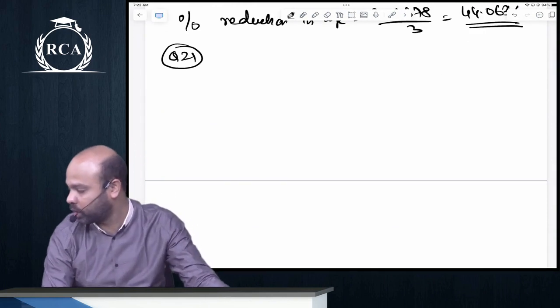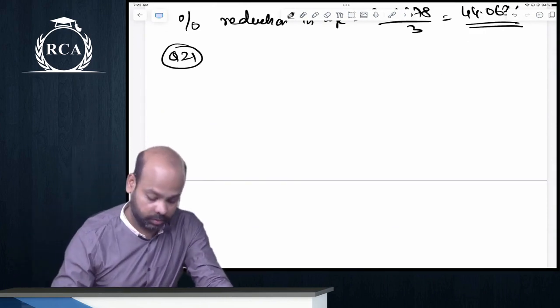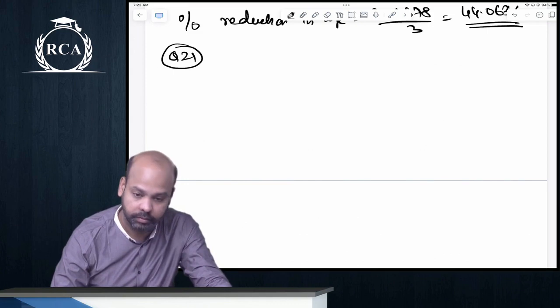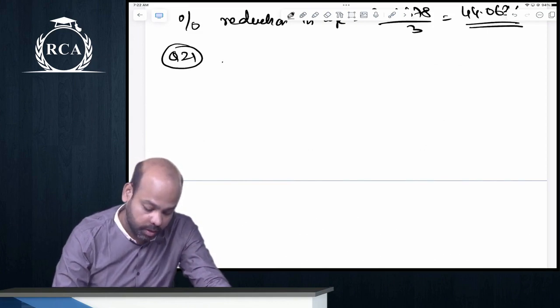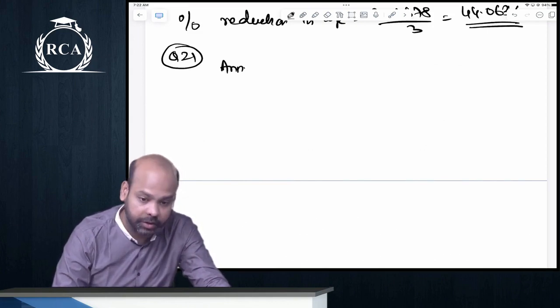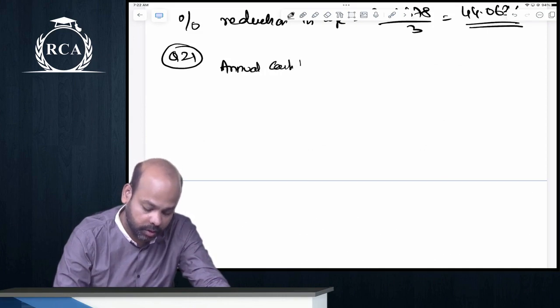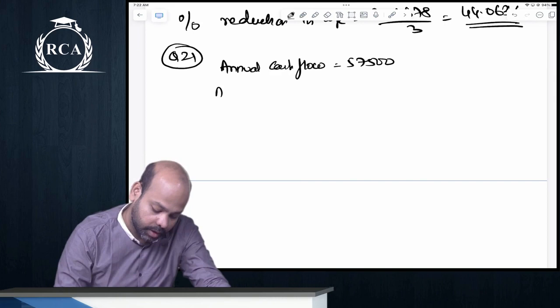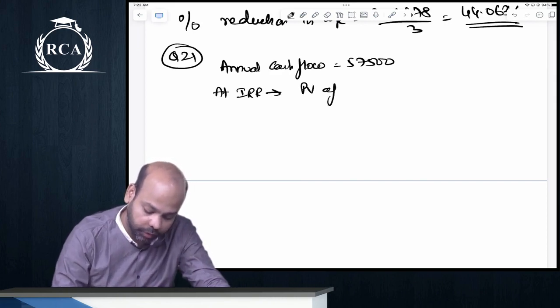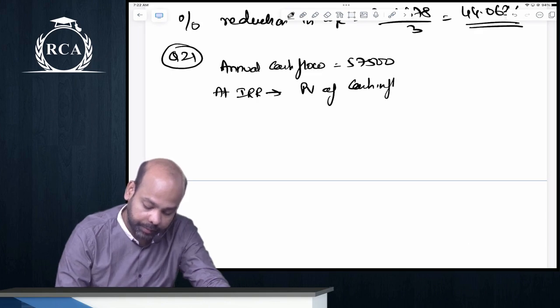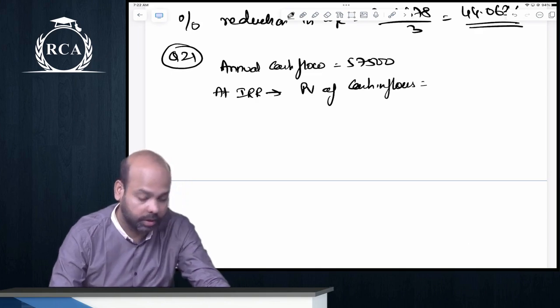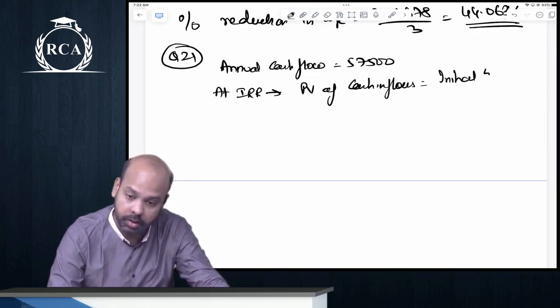Question 21, beta. समझ में आया ना, guys? What is your annual cash flow, beta? Annual cash flow is 57,500. याद रखना, guys, at IRR, present value of cash inflows is equal to your initial investment. That is why it is IRR.